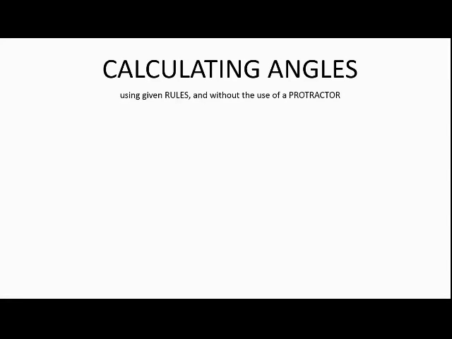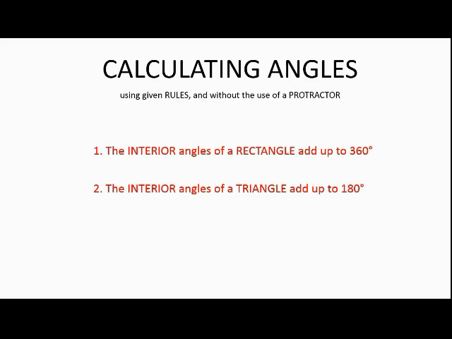Right, today we're going to learn how to calculate angles without using a protractor, but it's important to know that we do need to know certain rules and we do need to be given certain information before we can do so. The first of those rules, which you should already be familiar with, is that the interior angles of a rectangle add up to 360 degrees. By interior angles, we mean the angles on the inside. And the second is that the interior angles of a triangle add up to only 180 degrees.